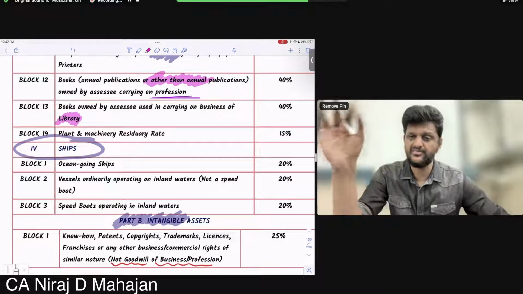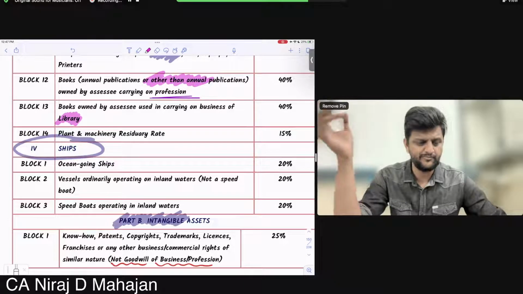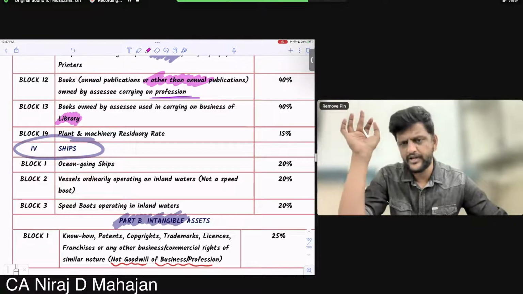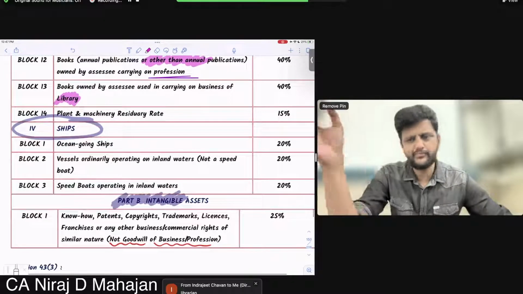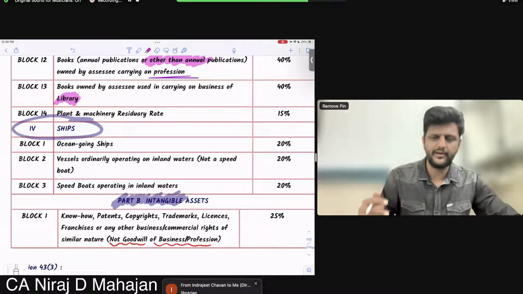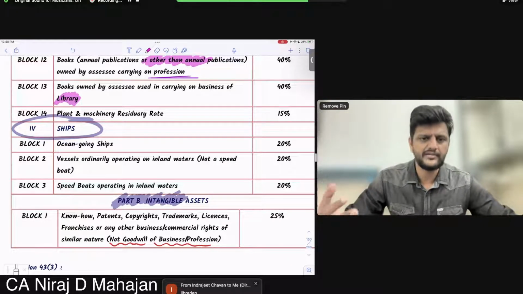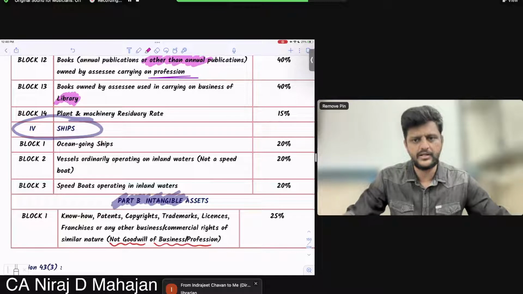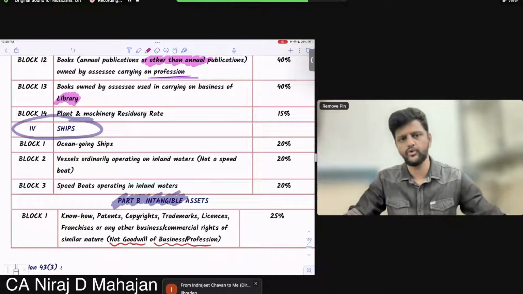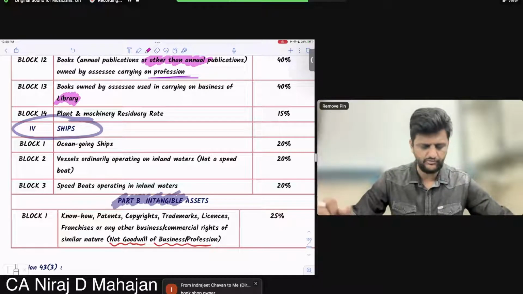Books owned by the assessee used in carrying on the business of a library. The assessee is in the business of library. Okay? So whatever books he owns, whatever he has spent on the books, will be depreciated at 40%. And the remaining, children, block, residuary. A librarian is a manager of a library, okay? I am talking of the owner of a library. But yes, business of library.